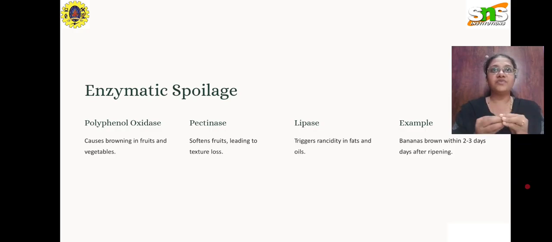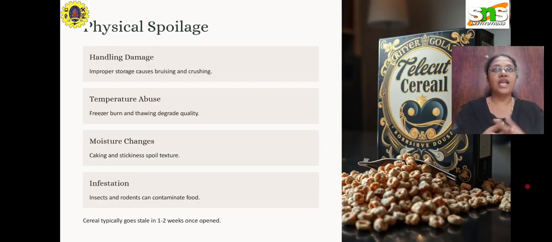Lipase is mainly present in oils. It will make the oil more rancid if it is interrupted. Next is pectinase. Pectinase leads to the softening of the outer layer of the fruits, and ultimately it gives a loss in texture. So these are the enzymatic spoilages.